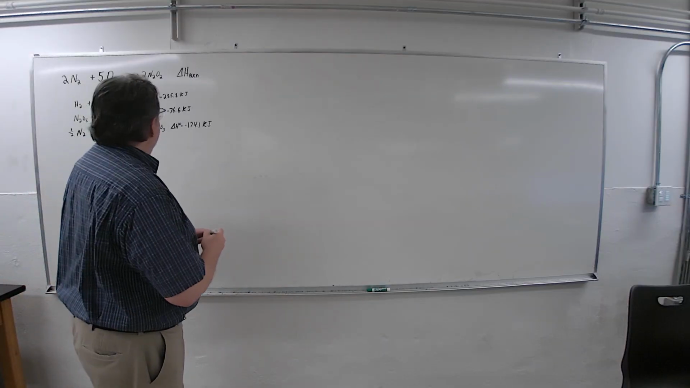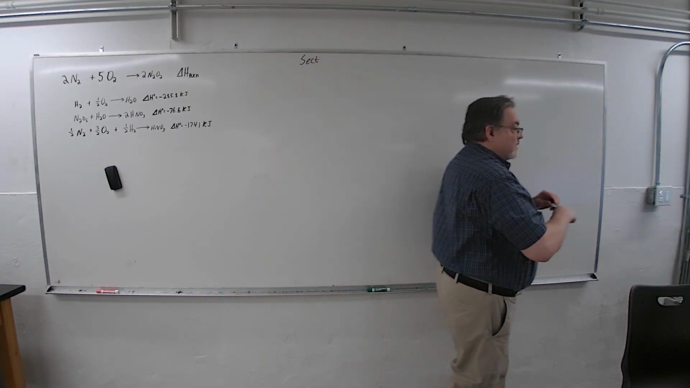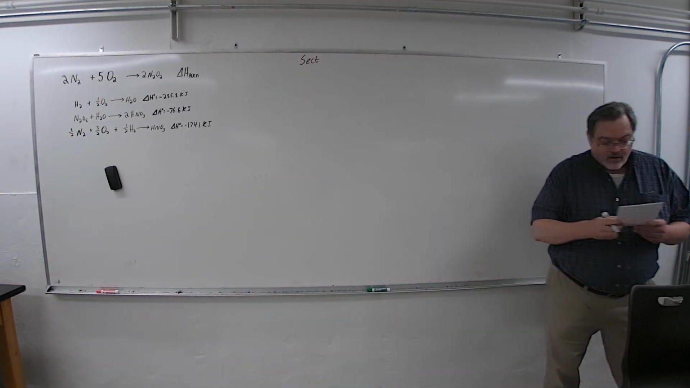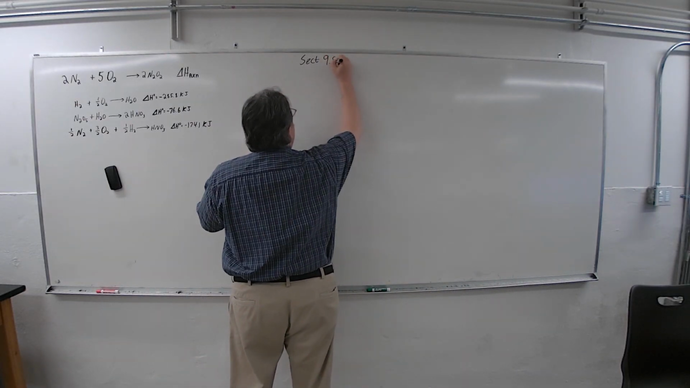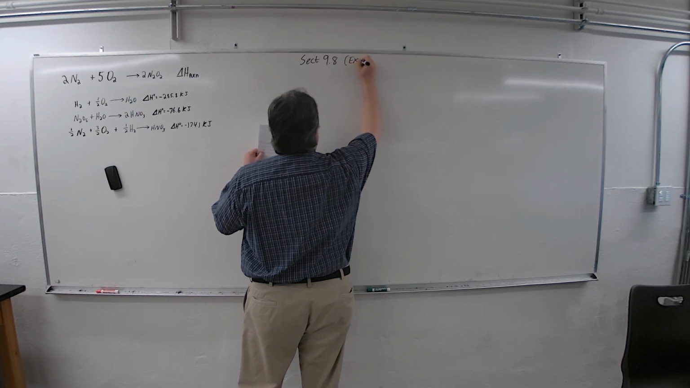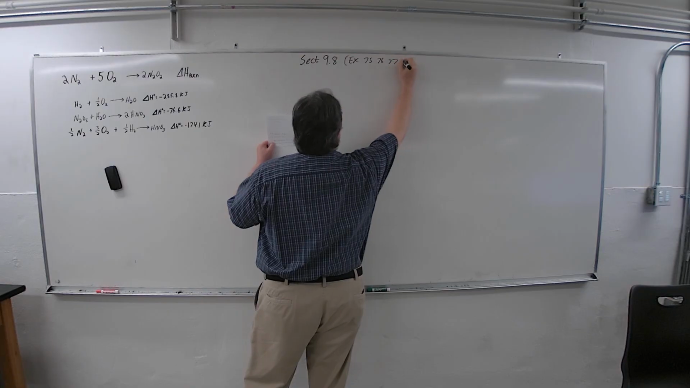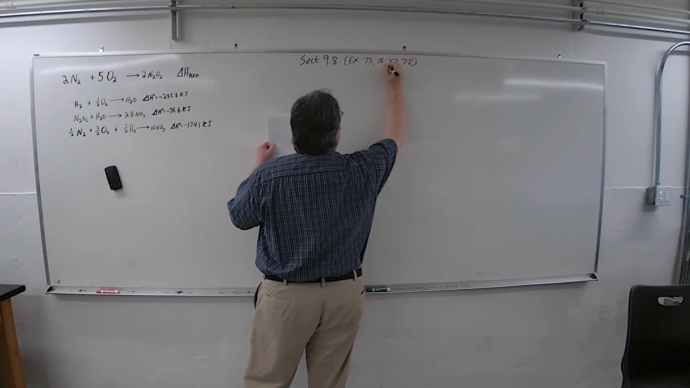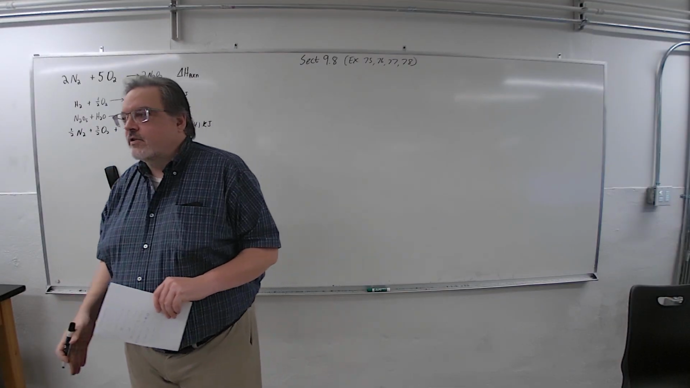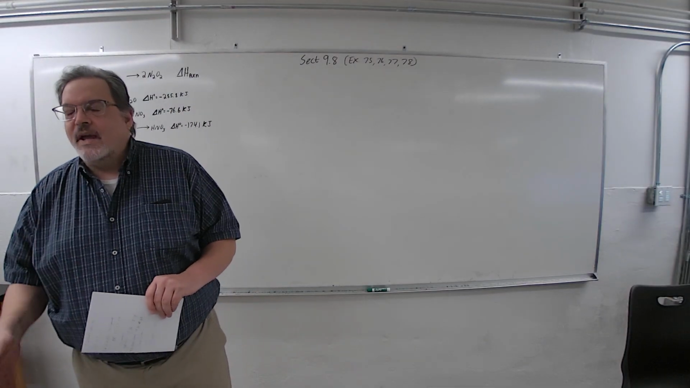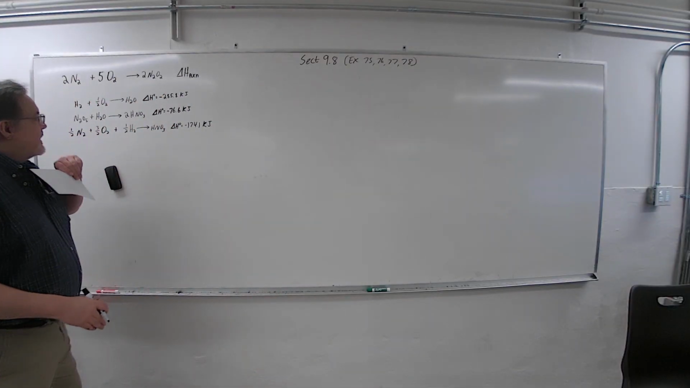So the new way to do it is this section called Hess's Law. Section 9.8, the exercises here are 75, 76, 77, and 78. And I will make quizzes for the bond energy estimates, and I'll make a quiz for doing this. But this is how it works.